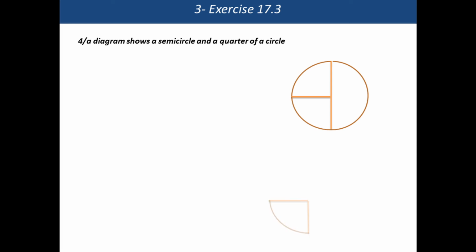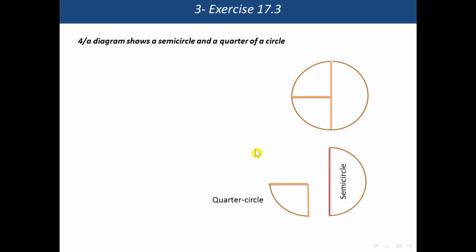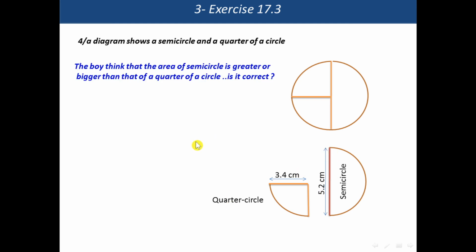Okay? So he says to you, this is a quarter of a circle and this is a semicircle. The radius here is 3.4 and the diameter here is 5.2 centimeters. So what he wants: the boy thinks that the area of this semicircle is bigger than that of the quarter of a circle. Is that correct? How can I know that? I have to find the area of the semicircle and the area of the quarter of a circle, and I see which one is bigger to see if this boy is thinking correctly or not.